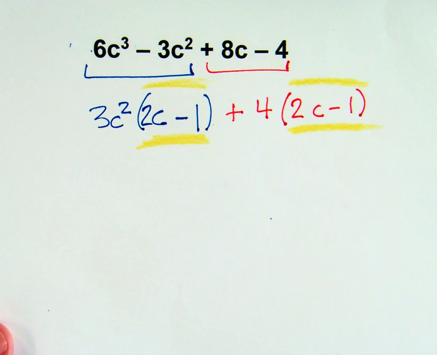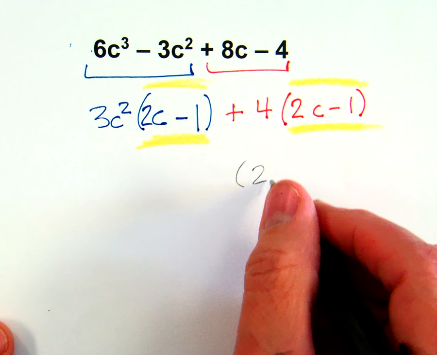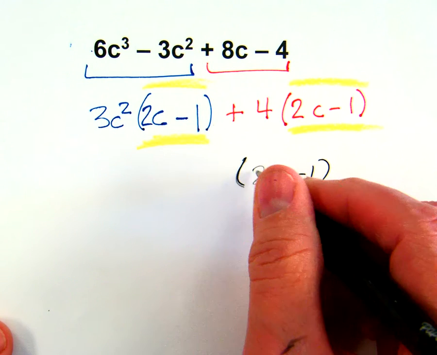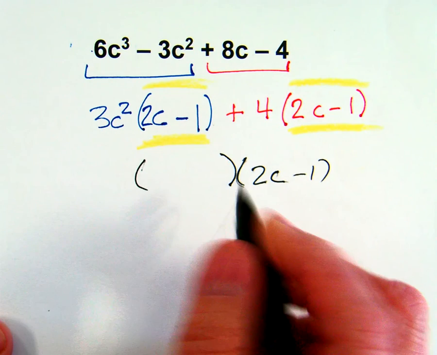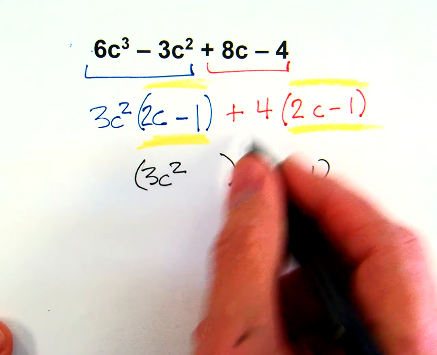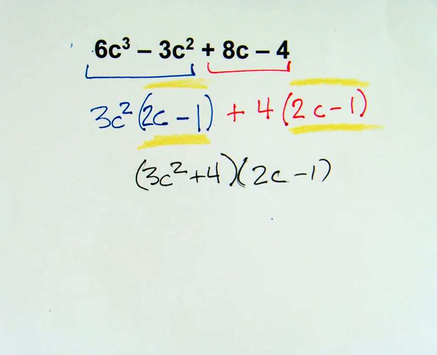Okay, these are the same, so we can take out the common factor, 2c minus 1. See what's left after we remove that factor: 3c squared plus 4, just as we were doing before. Okay, so now this is factored.